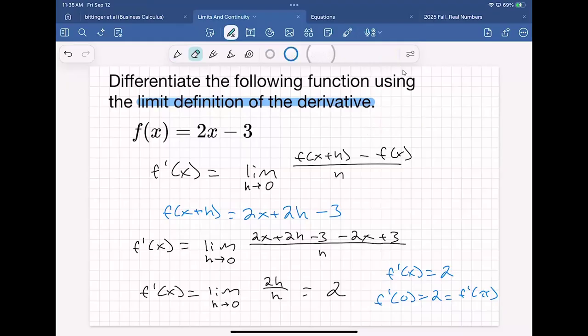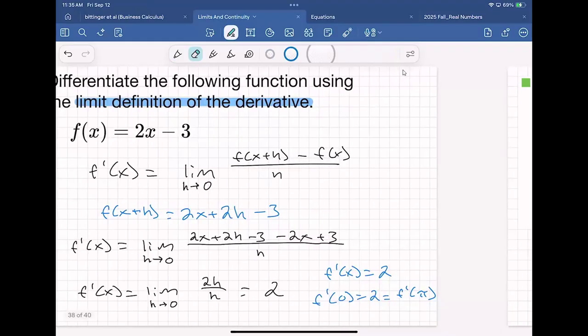Sounds like that popped out of nowhere. Yeah, it was just me trying to exaggerate that the slope is always 2, right?